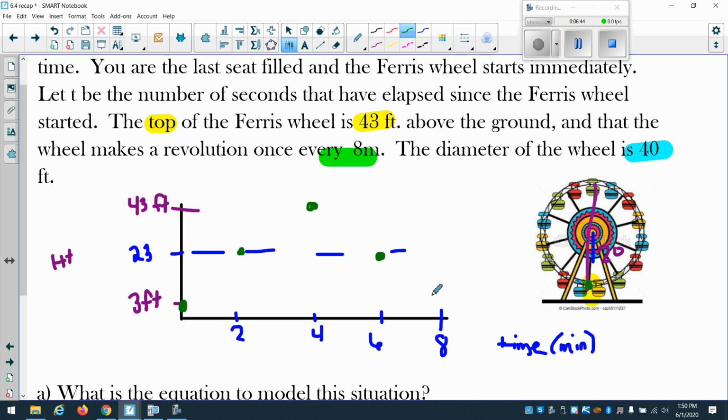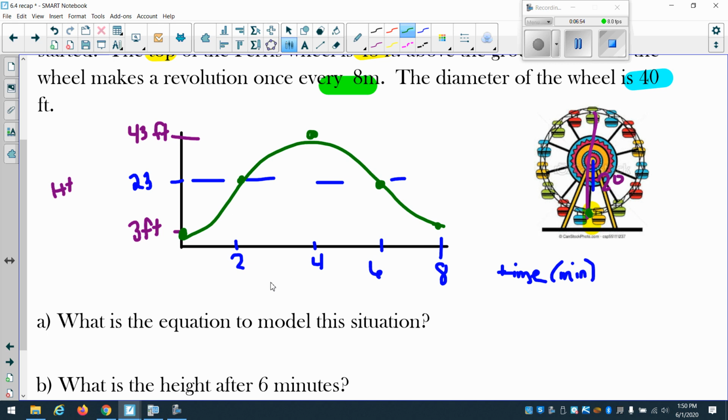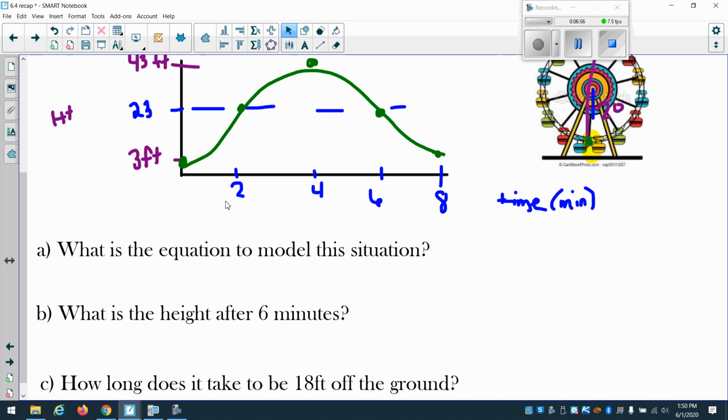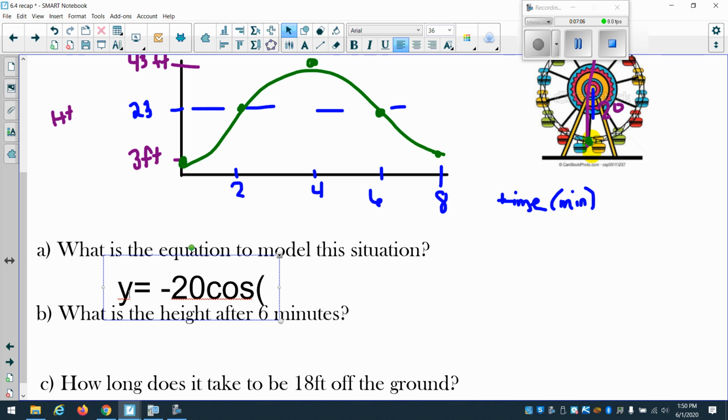Okay, and this is the cosine graph. However, the cosine graph that is reflected. Okay, so your equation would be y equals negative, because it's reflected, 20, which is your amplitude, cosine, and we'll see b in a minute, and we know it's plus 23. Okay, because 23 is the midline.